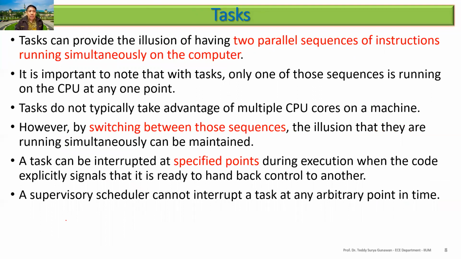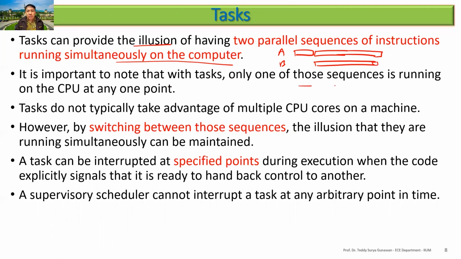That's why tasks can provide the illusion of having two parallel sequences of instructions running simultaneously on the computer. As I mentioned earlier, if you have task A and task B, task A runs, and then you have a long I/O operation, you can switch to B. So you have the illusion that A and B are running at the same time.